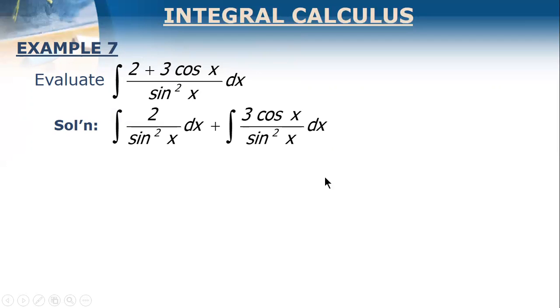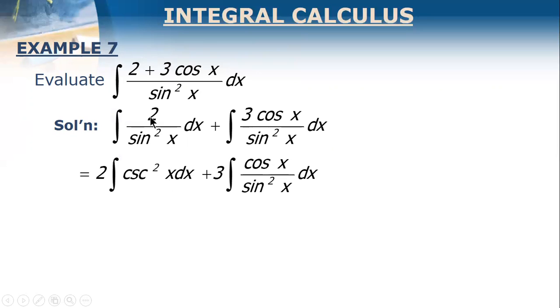From here, the constant will be placed before the integral, and what is left is 1 over sine squared. Again, the reciprocal of sine, with initial s, must start with c. So cosecant squared x dx. And then 3 is placed before the integral of cosine x over sine x.